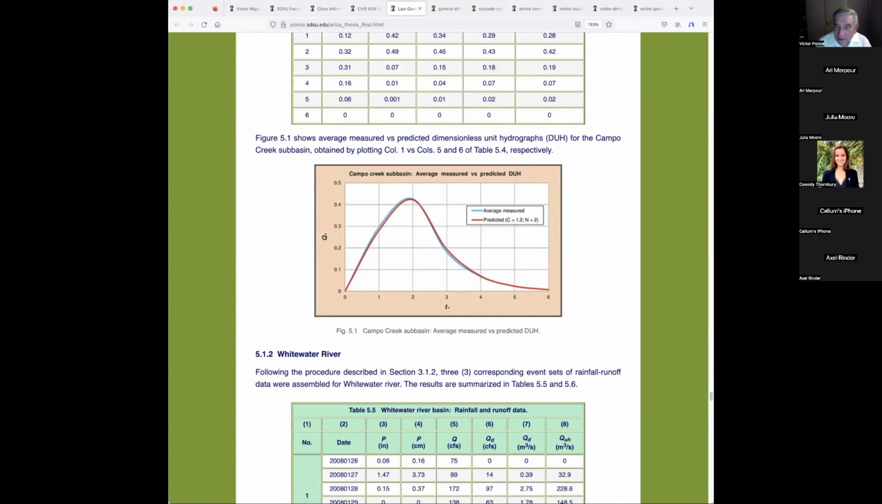Look at this, average measured and predicted. I mean, you can't tell me that we didn't do it right. It's perfect. Typically, hydrographs give you 20–30% error, and that's acceptable. Here, the error is about 1%.